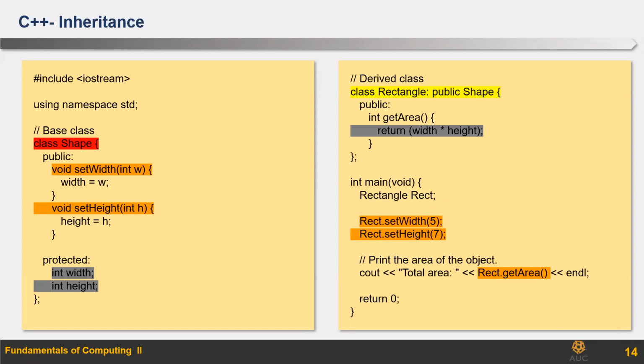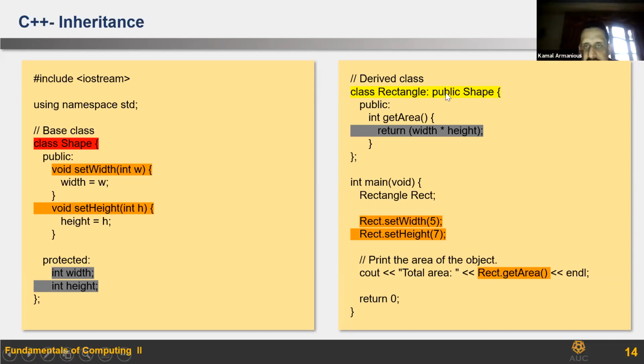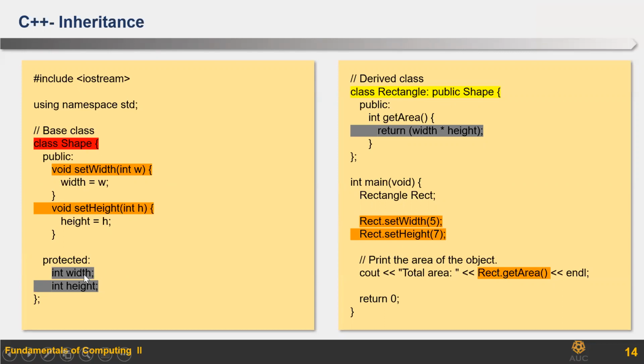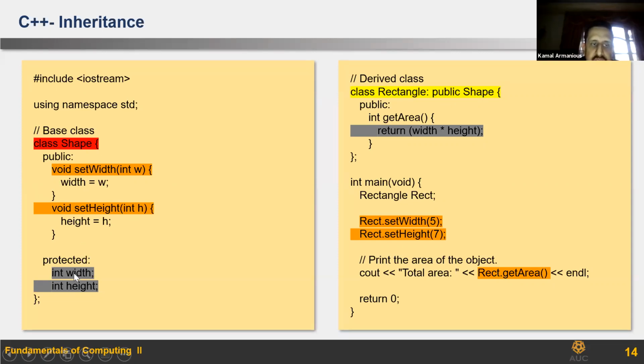That's because we also can't inherit the private members of the parent class, unless we say it's a private inheritance. So the public members of the class, if you are a child, you can use the public and the protected. Width and height, those are protected.